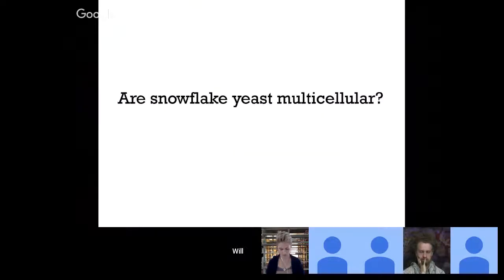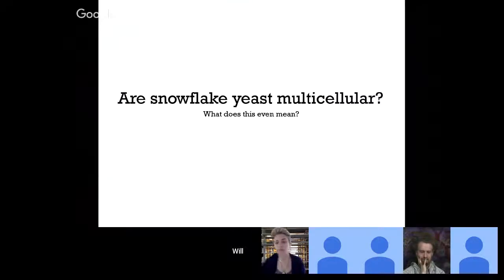Easy to get clumps, but are these clumps of yeast multicellular? I think it's in some ways the big evolutionary question, right? What's an organism? What's an individual? How do you think about major transitions? Are these groups a major transition?